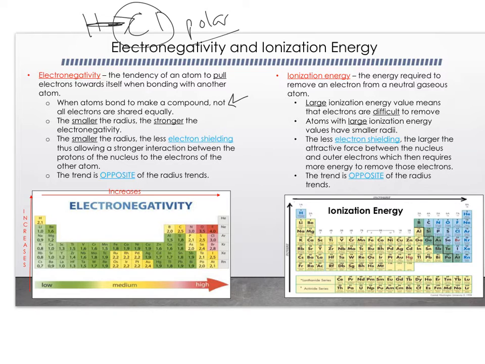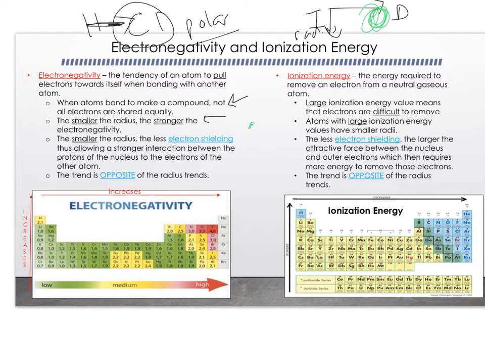And the electronegativity trend is dependent on the radius trend. And just to recall the radius trend, as you go down, you increase the size of the radius. And then as you go from left to right, you're decreasing. So the trend is the smaller the radius, the stronger the electronegativity. So all of your elements that are up here in the right-hand corner have the smallest radius, so they're going to have the highest electronegativity.